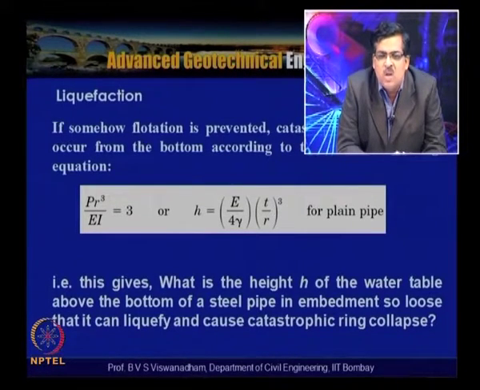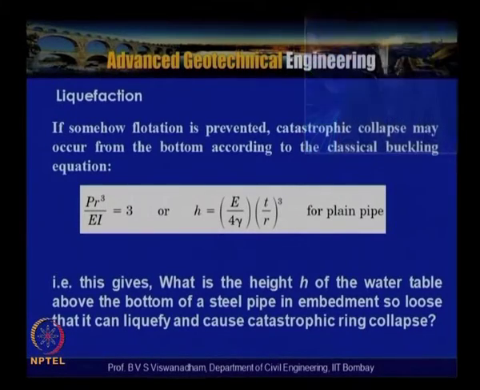So we can calculate this by combining with the buckling equation. If this depth is calculated, and if we can ensure an adequate factor of safety, then we can say that the pipe can be prevented from liquefaction effects. So some appropriate preventive or remediation measure needs to be designed if it is prone to the flotation effect due to liquefaction.